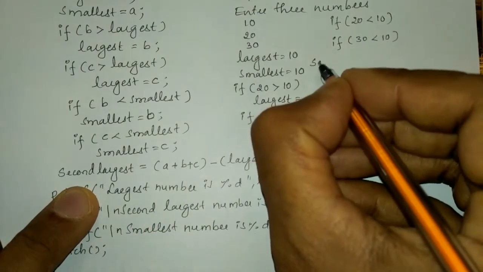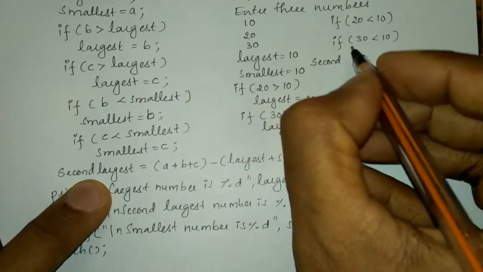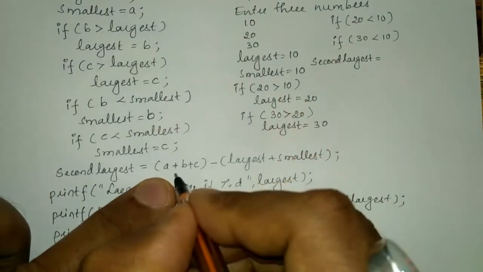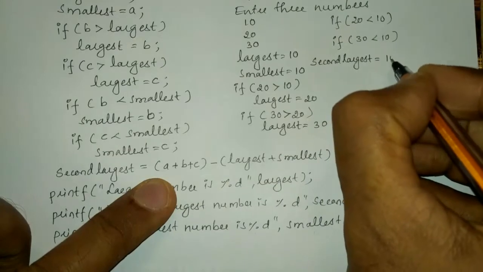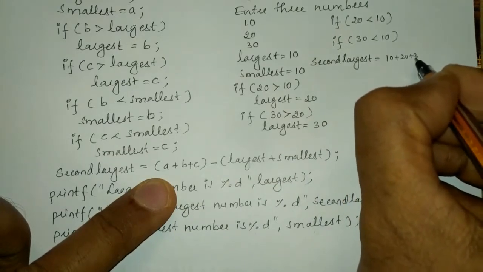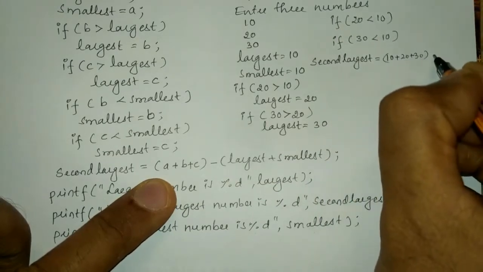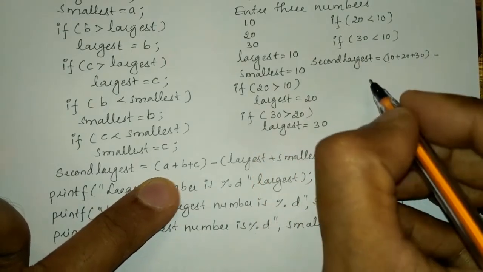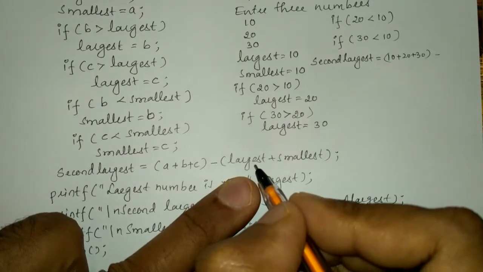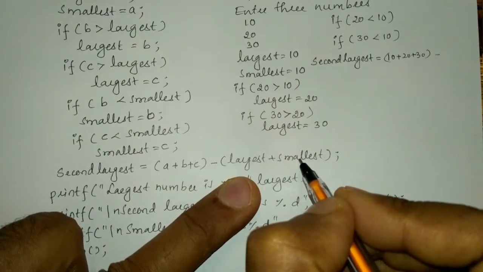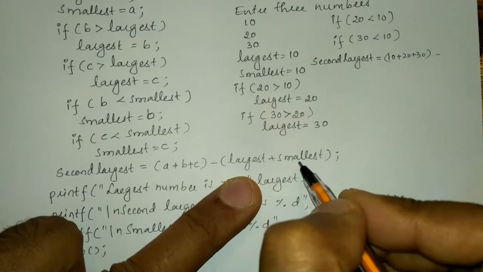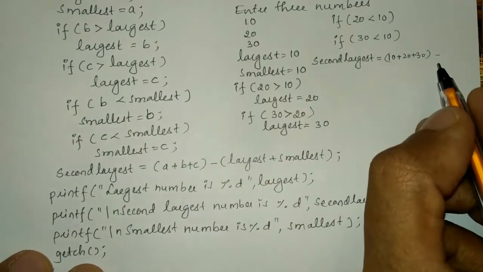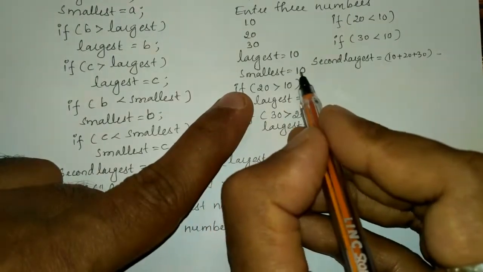Next it is going to execute second largest is equal to A plus B plus C, that is 10 plus 20 plus 30. Next I'll write minus over here. I don't have space to write on the right hand side, so I'm going to write them down. After minus, largest plus smallest. Here largest is 30 and smallest is 10, right?